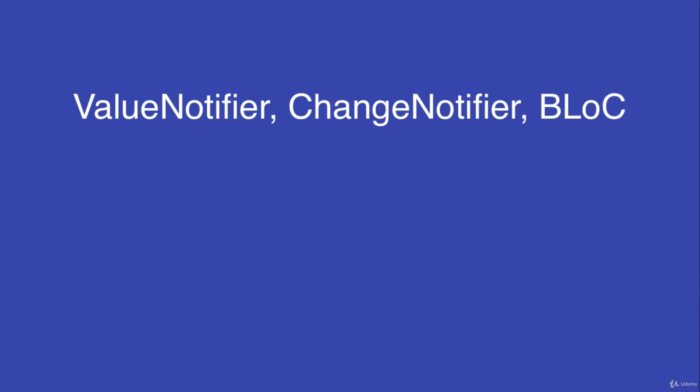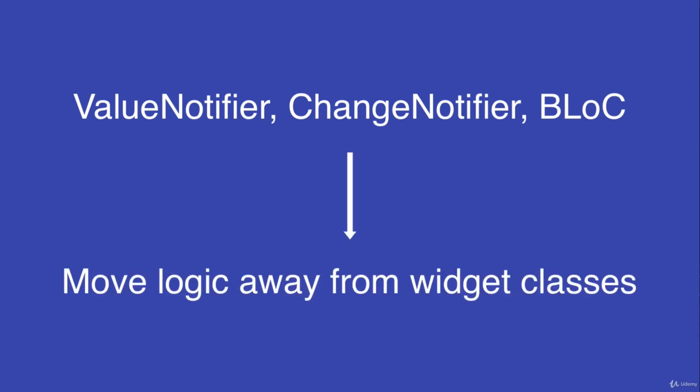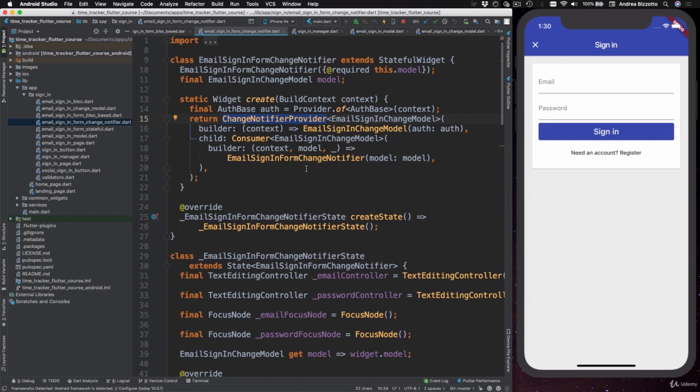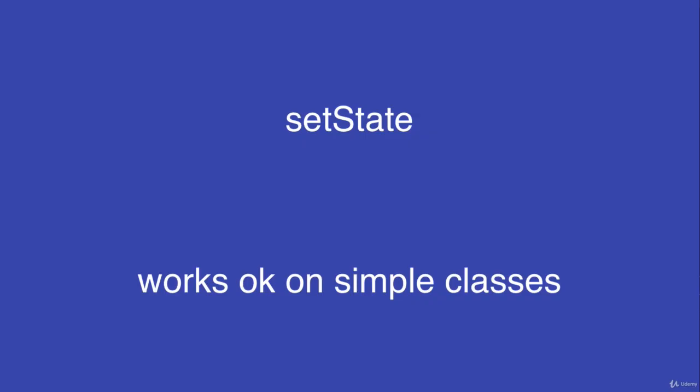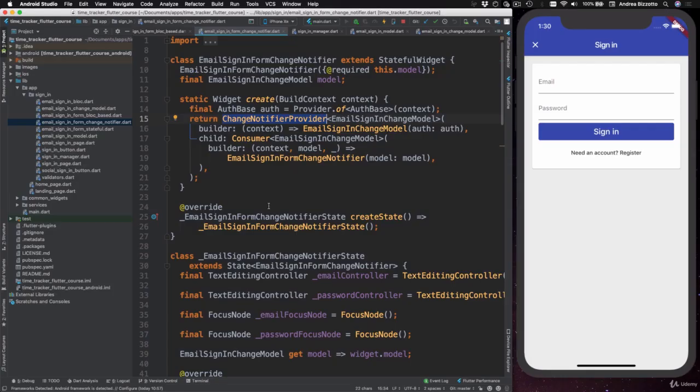In any case, I want to point out that you can choose to use ValueNotifier or ChangeNotifier or even Bloc to move away any logic from your widget classes. And in a lot of cases, this is a good thing because it leads to code that is more modular and more testable. Instead, if you choose to build your own stateful widgets and use setState, then your logic lives together with the UI code in your widget classes. And in some very simple cases, this is an okay thing to do. But if you're trying to build maintainable code, then ValueNotifier or ChangeNotifier can help you out. Okay, so let's continue in the next video.